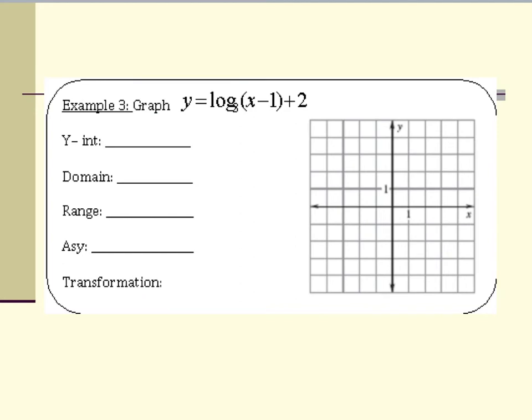Okay, so now if you notice, we've got this y equals log base 3 of the quantity x minus 1, and then we've got that plus 2 at the very end. So we're going to have to do some translations just like we did before. And as we did before, this minus 1 right here, that's going to tell us to move our graph right 1. And then this plus 2 at the end, that plus 2 is going to tell us to go up 2.